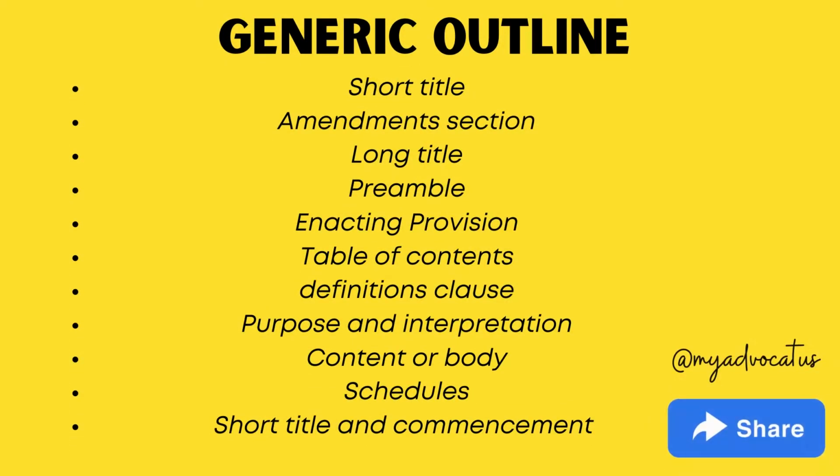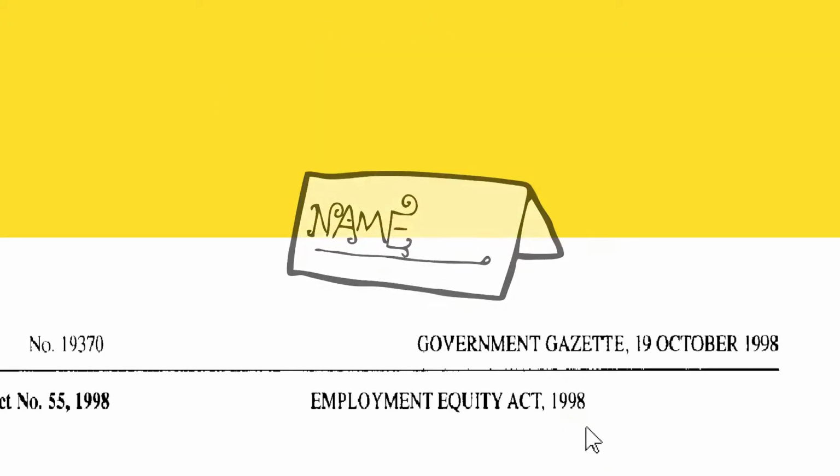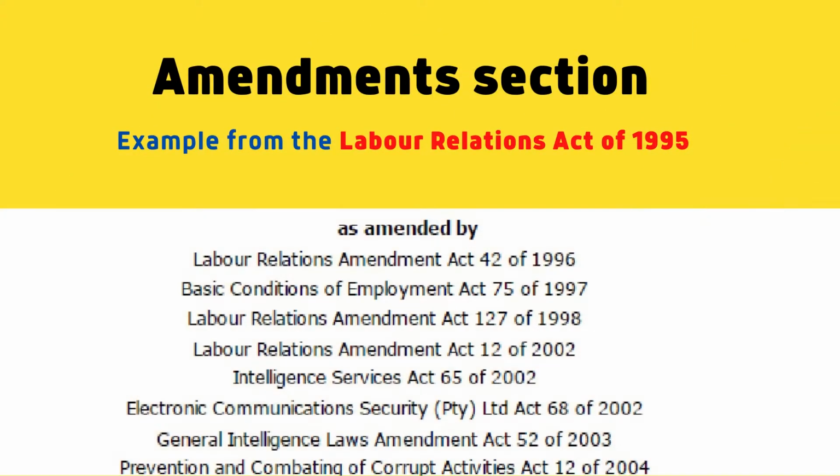A South African Act of Parliament will generally be broken down into the following parts. 1. Short title. This refers to the name of the Act. In this case, if you look close enough, you will see that the short title is the Employment Equity Act of 1998. Please note that if an Act has been amended before, meaning, if the Act of Parliament has been changed by Parliament, you will see a list of acts which amended it.